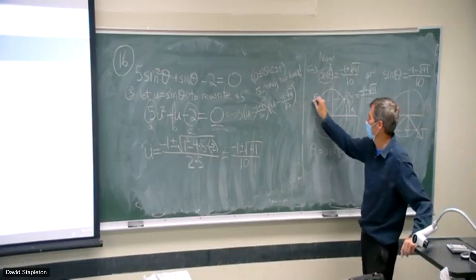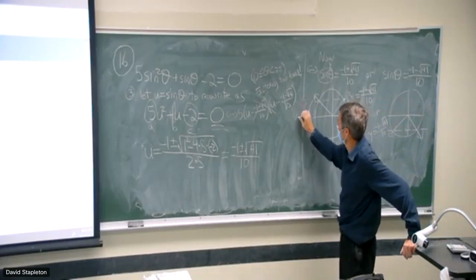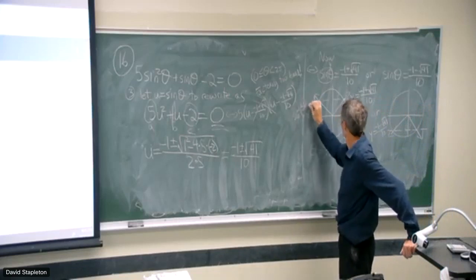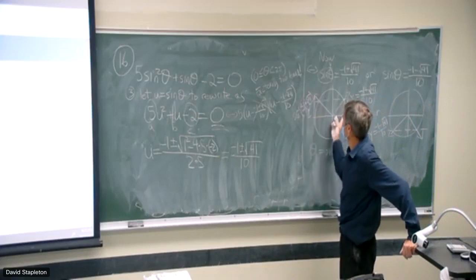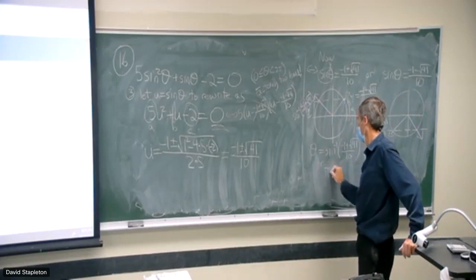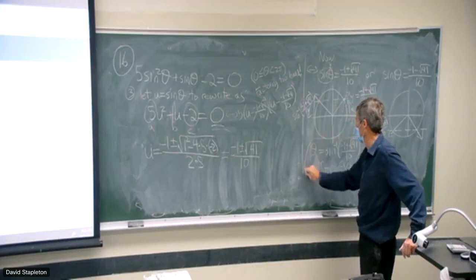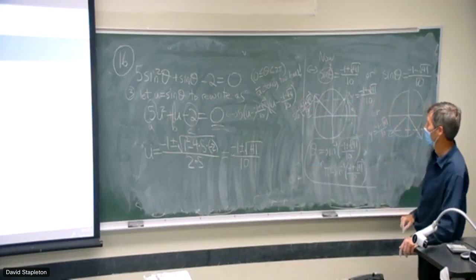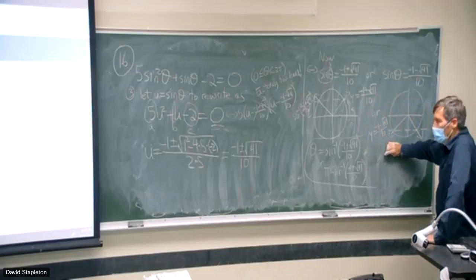Symmetry to the rescue. This angle must also, by symmetry, be the arc sine of (minus 1 plus root 41) over 10. So the other angle is just pi back up this amount: pi minus arc sine of (minus 1 plus square root 41) over 10. And there are the two on this circle.